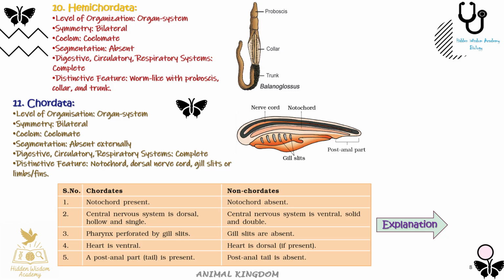Chordata, or animals with a notochord, show organ system level organization, bilateral symmetry, are coelomate, and segmented. All systems are present and well developed. Their defining traits include the presence of a notochord, a dorsal hollow nerve cord, gill slits, and a postanal tail. Now let's move to the comparison of chordates and non-chordates.